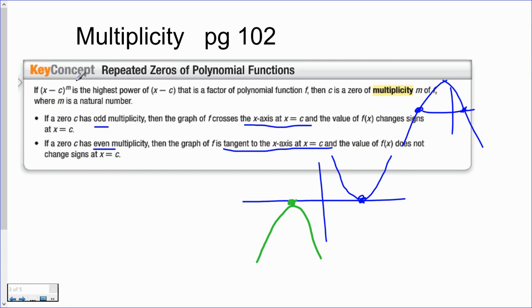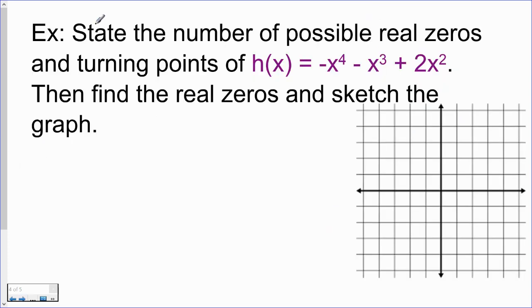So whenever it's in factor form, look at the exponents. If you don't see an exponent, if you just see x minus 2, then technically speaking, that's to the first power, which is odd. So any odd multiplicity is going to go straight through the graph at those points. But if it's an even multiplicity, so if this exponent here is 2 or 4 or 6 or whatever, it would hit the graph and bounce back. Let's look at some examples.